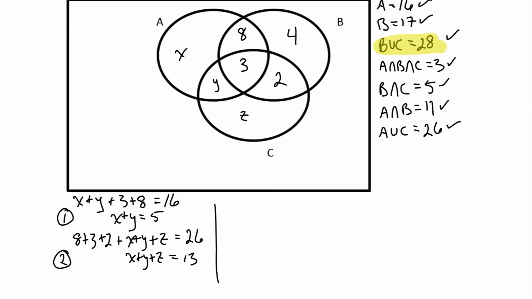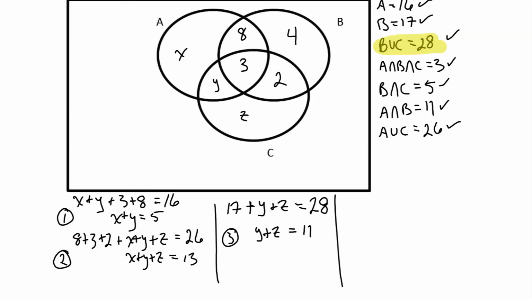Now our final piece of information, the one that I left highlighted here in yellow, B union C. So again, that's an OR situation. Everything that's in B or in C, we already know that B is 17 plus y plus z is equal to 28. So y plus z is equal to 11. And that gives us a third equation.